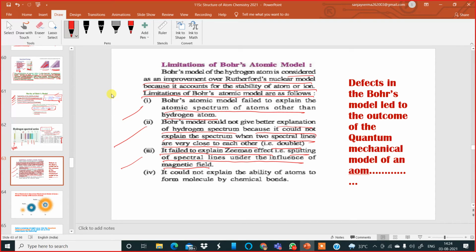Then number 4, it could not explain the ability of atoms to form molecules by chemical bonds. That means whether it is a covalent bond or an ionic bond, this was not successfully explained by the Bohr's model of an atom. Now, the defects in the Bohr's model led to the outcome of the quantum mechanical model of an atom. That is why today we have quantum mechanics or quantum mechanical model of an atom, which we will be studying in our next slide.